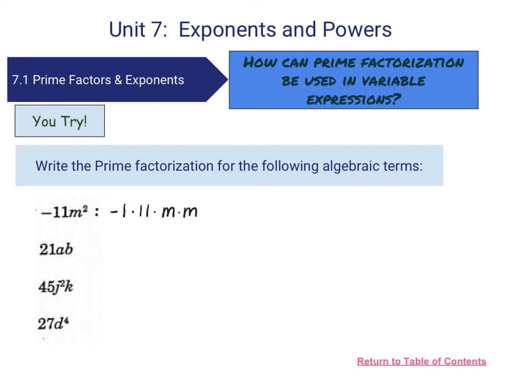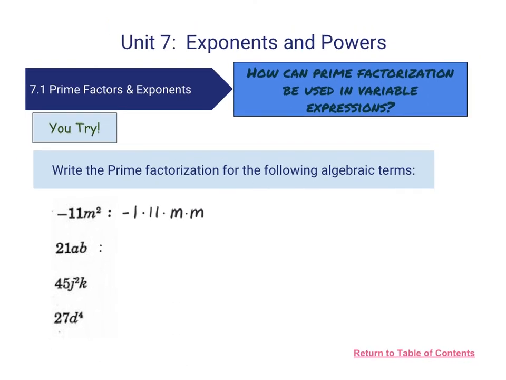We're good to go. Next, we have 21, AB. 21 is divisible by 3 times 7. Both of those are prime numbers. 3 is only divisible by 1 and itself, and 7 is only divisible by 1 and itself. And then 3 times 7 times A times B. Super, super easy.